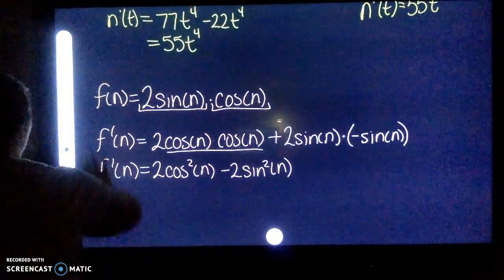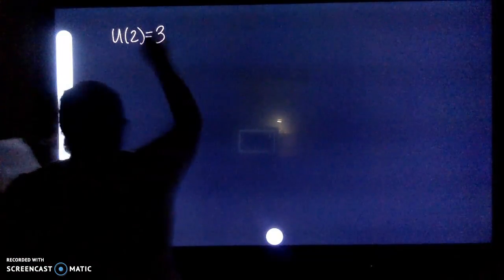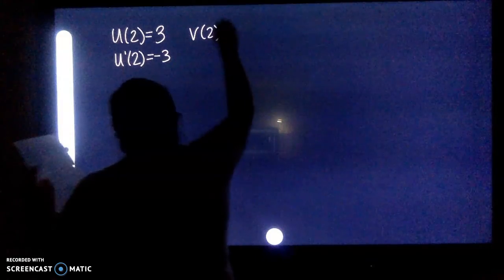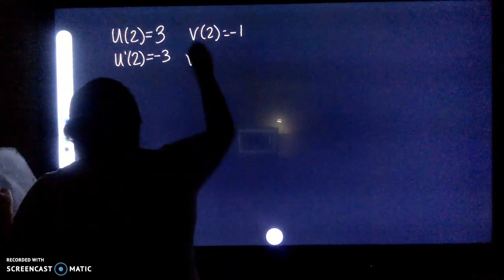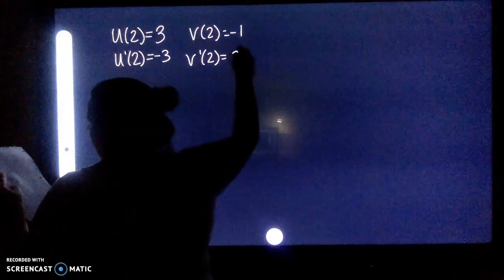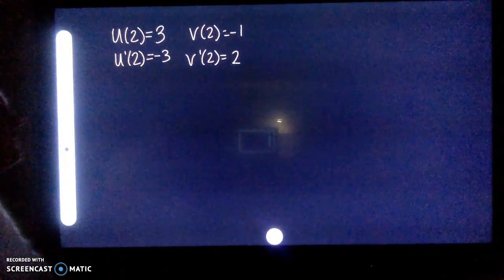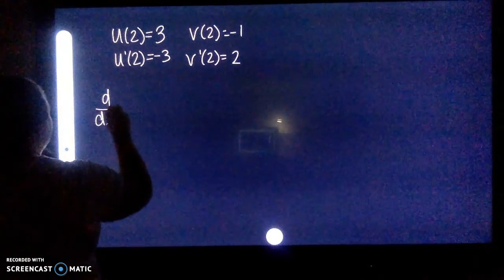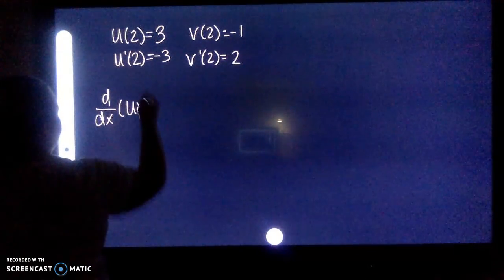We kind of have about 3 more examples to go. This first example, you can read it in the notes. I'm just going to write the relevant information. So it gives me some pieces of information. Specifically, it gives me these functions solved at a specific number, which is 2. And it wants me to find the 2 products below. So the first one is going to be the derivative of the product, u times v.